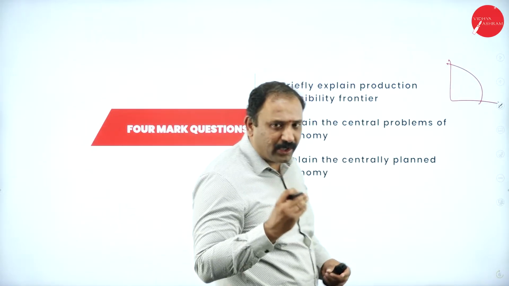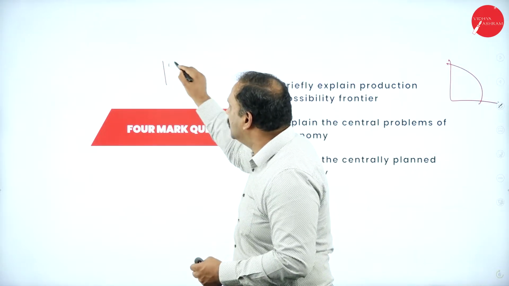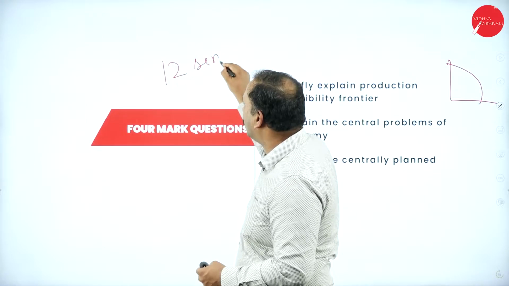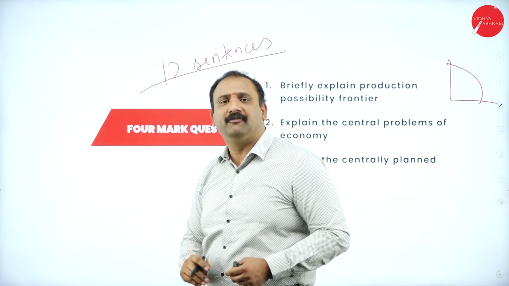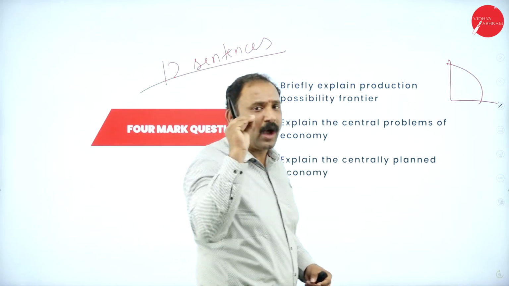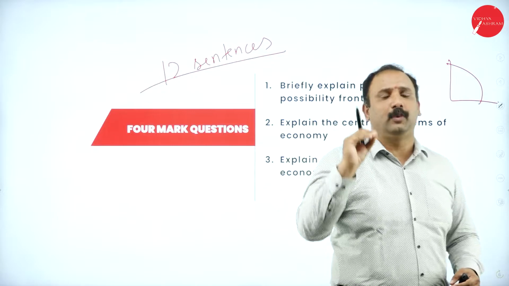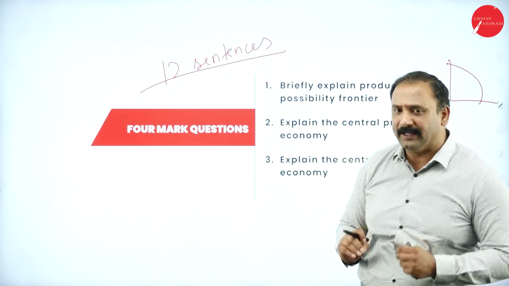So when I say the word how to produce, the 4 markers means that we need 12 sentences. That's what is being prescribed by the board. So when you are writing a 4 mark question, you need to keep in mind that you have to write a minimum of 12 sentences so that you are able to score your complete marks there.